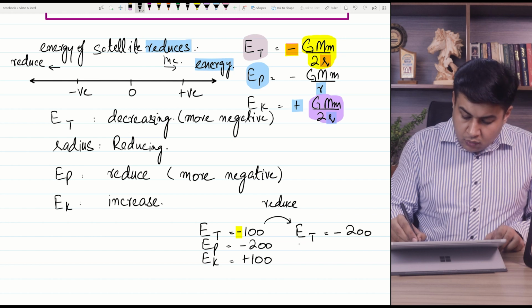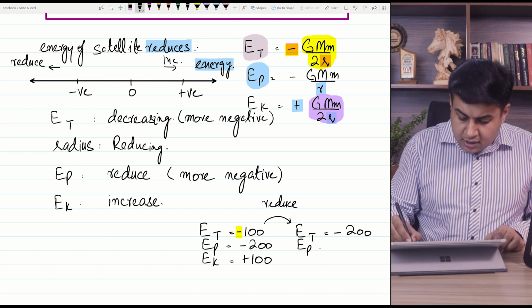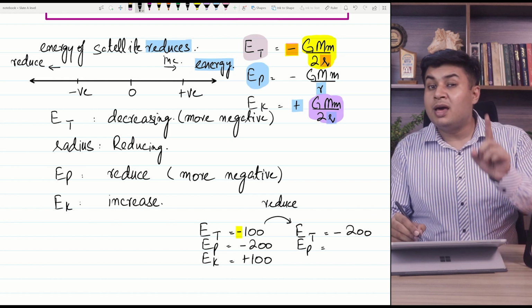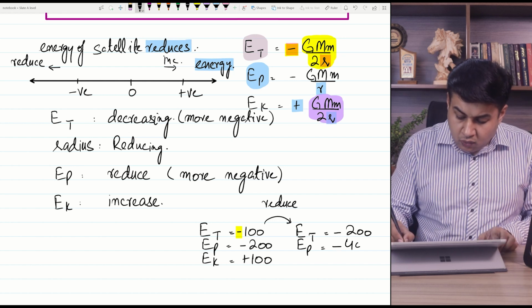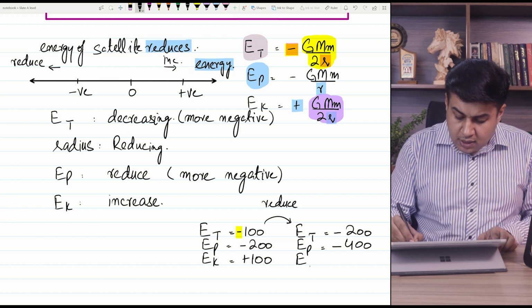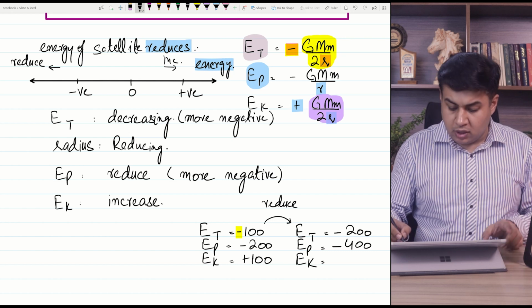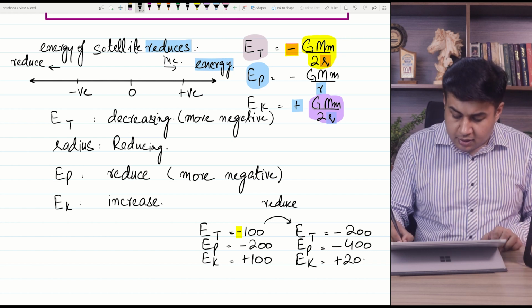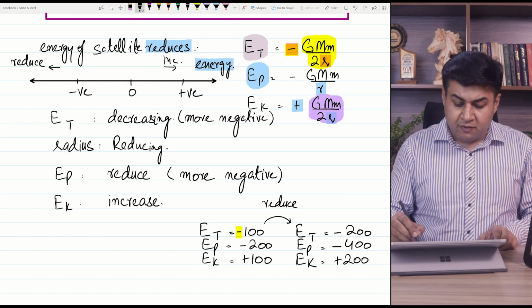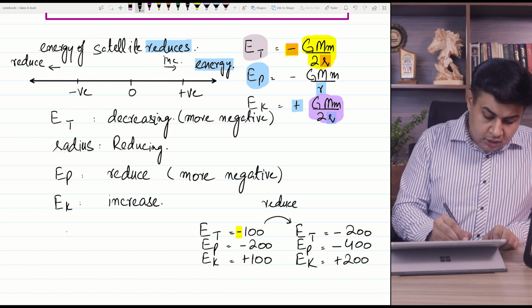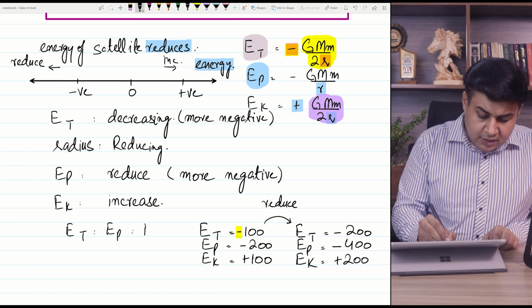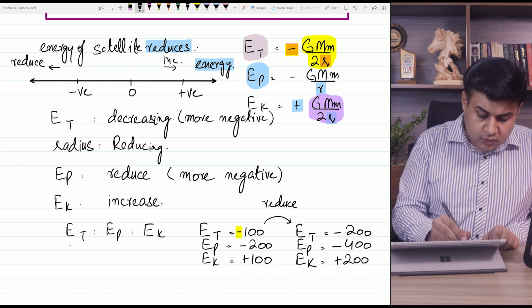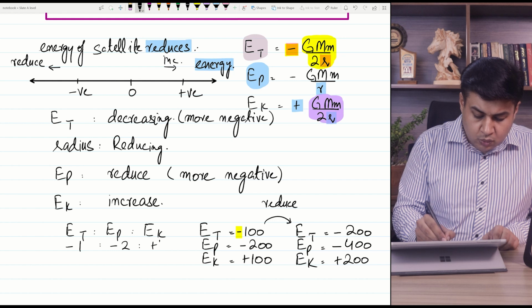right? What will happen to potential energy? Potential energy will reduce but by a factor of 2. ठीक है, so it will become minus 400 and kinetic energy will increase by the factor of 1, so it will become plus 200. ठीक है, this ratio of energy which is total energy to potential energy to kinetic energy, this ratio is not going to change. This will remain minus 1 ratio minus 2 ratio plus 1.